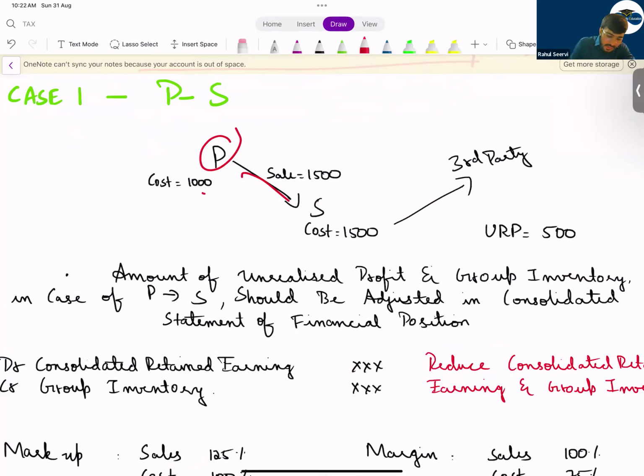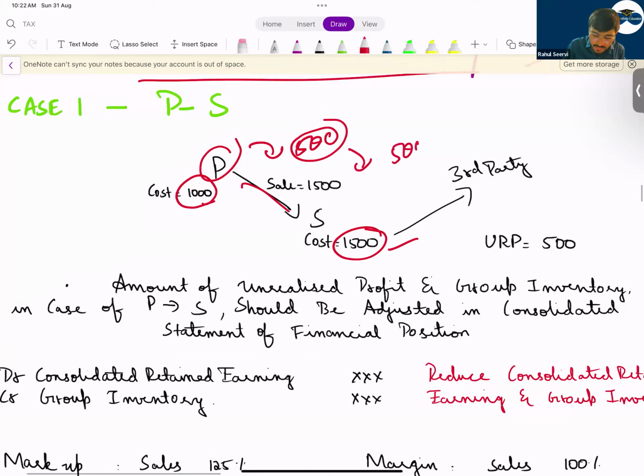So parent company, it is 1,000. Subsidiary company is 1,500. They are sold. So can I say parent company has made a profit of 500? Now, this subsidiary company has not yet sold these goods to anyone. If the subsidiary company has not yet sold these goods to anyone, then this 500 will be your URP, unrealized profit.